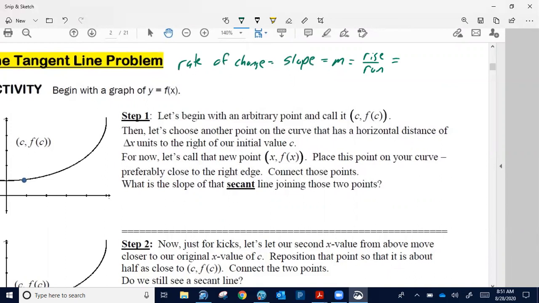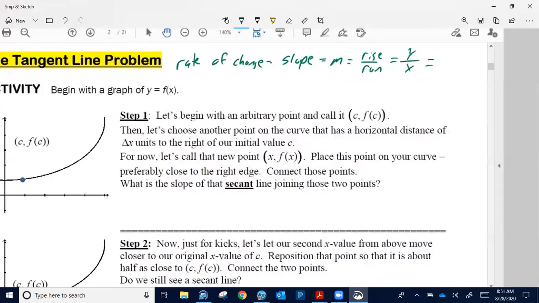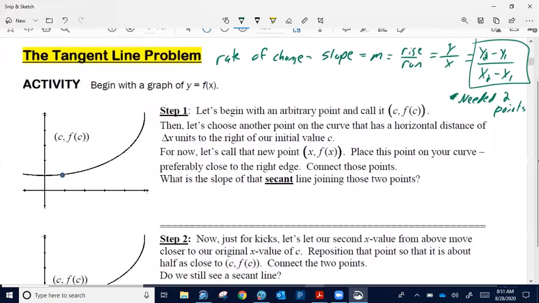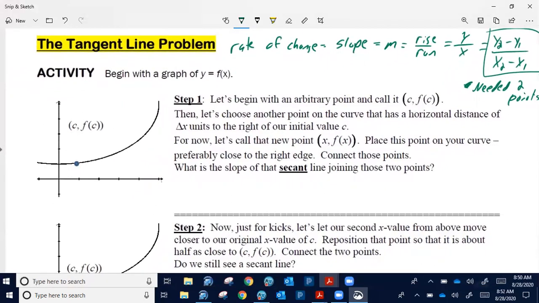Well, your rise variable is always the y variable. The run is the x. And if you calculate the slope, you've probably been given a formula of y sub 2 minus y sub 1 over x sub 2 minus x sub 1. So again, to calculate the slope of something, we have always needed 2 points. And if you have 2 points, that's called a secant line. 2 points is a secant line. So we're going to use this idea of a secant line to try to figure out a 1 point tangent line.